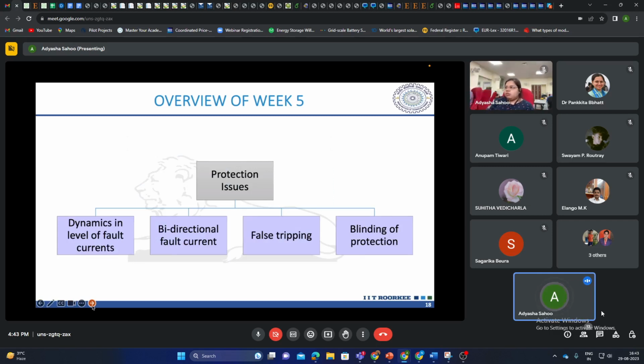Then coming up, we discussed the protection issues occurring due to the distributed energy resources present in the microgrid. So we studied four types of protection issues. Firstly, the dynamics in the level of fault currents. Then bidirectional fault current, fault tripping, and lastly blinding of protection. So we'll see them one by one.